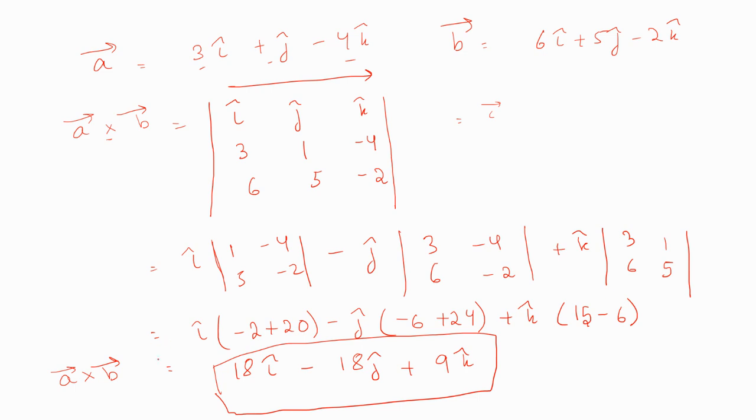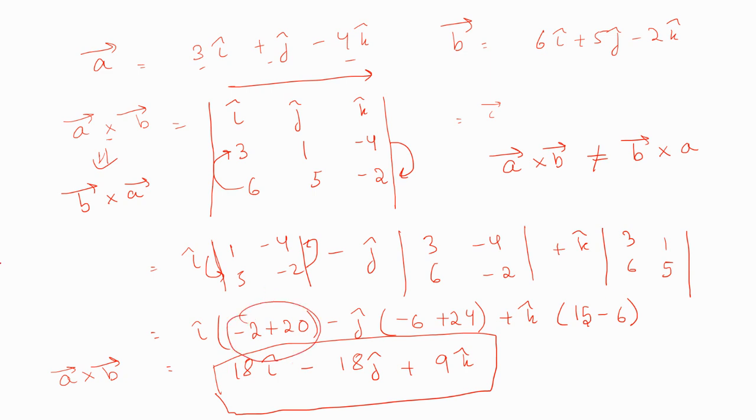Now please remember, you don't say A into B, you say A cross B. A cross B is not equal to B cross A. Why is it not equal? Had it been B vector cross A vector, then this row would have been on top and this row would have been below. So this answer would have been different. See what would have happened? It would have become 5, minus 2, 1 and minus 4. If you do this cross product, you get minus 20, and this you get plus 20, plus 2. So this becomes minus 18, which is different, right? So always remember, this is not equal to this.